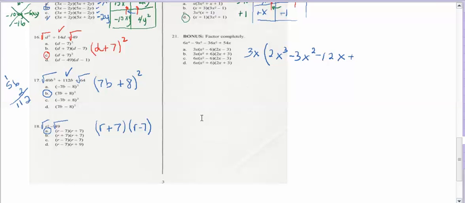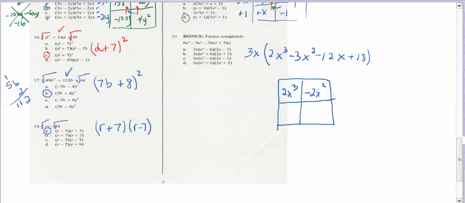Sorry, I had to cough. Okay, so this is going to be 18. 3 times 18 is 54. Okay, so now what you're going to do is you're going to take our box, and it's a 4-term polynomial. So you're going to put everything in the box where they belong. So I have 2x to the third minus 2x to the second. Oh, that's a 3. 3x to the second, negative 12x, and positive 18.